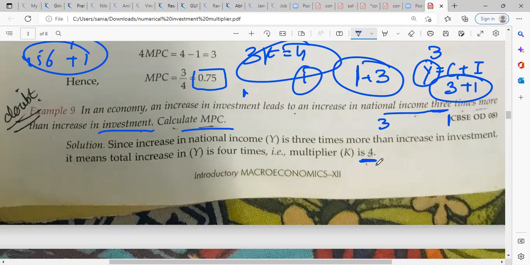Yes, ma'am. So you will quickly write the question, and then K is given. With the help of K, you will find MPC.